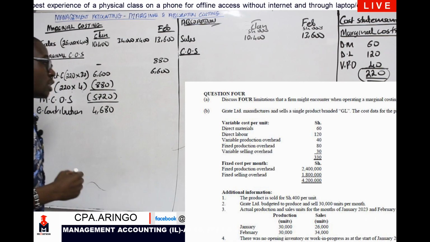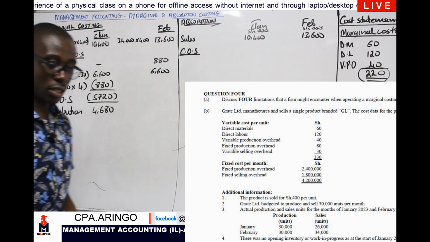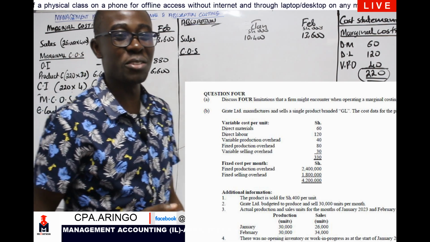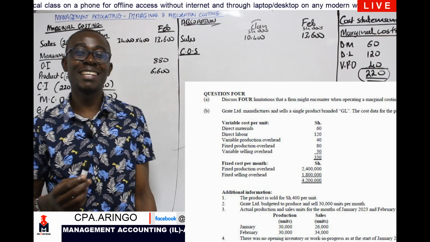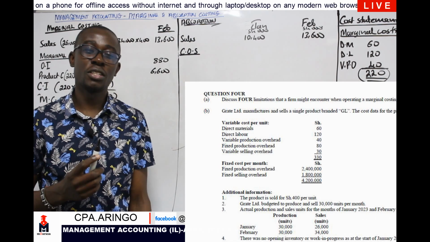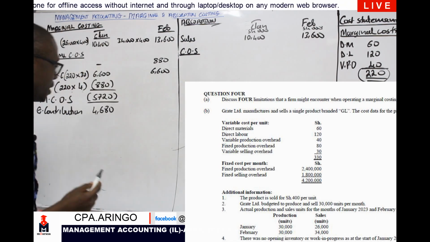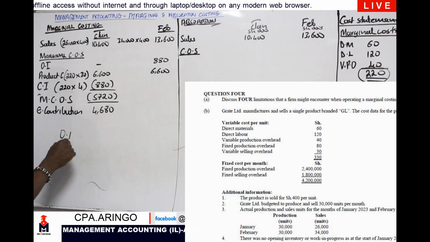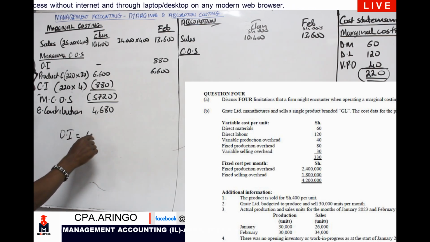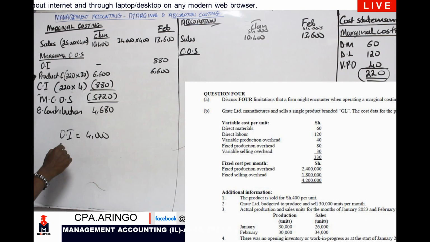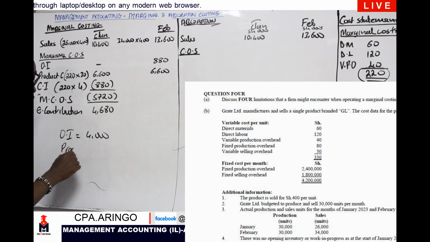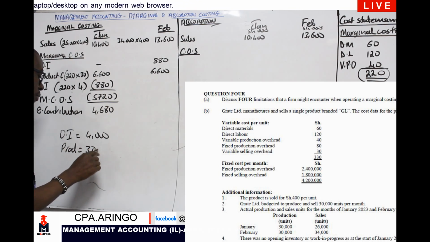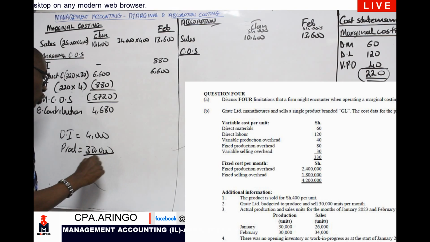What about closing inventory? Do we have any closing inventory, my good students? I want us to understand this concept clearly. Let us see. My opening inventory is 4,000. We produced how many units? My production was 30,000. So in total, we had 34,000.